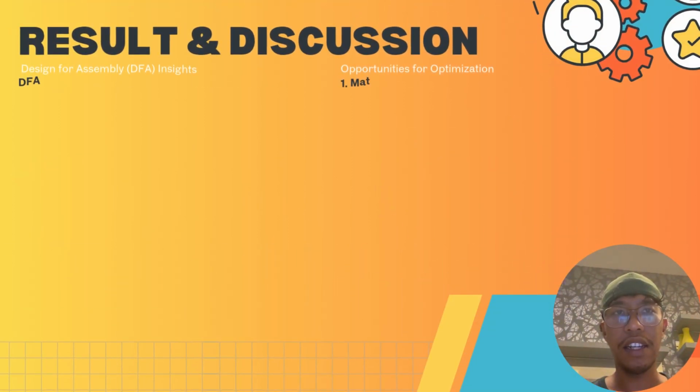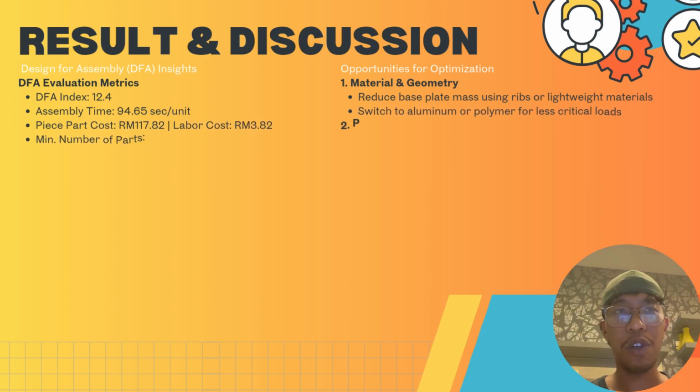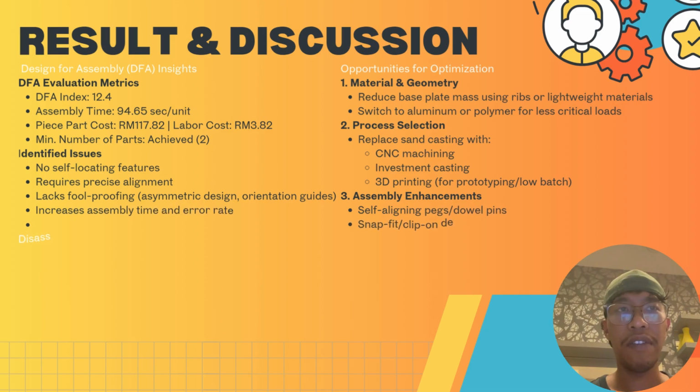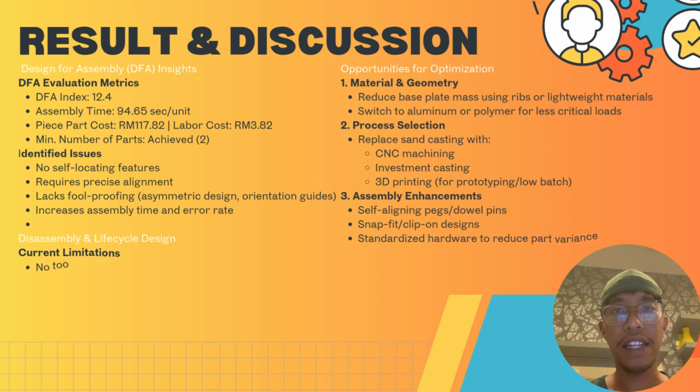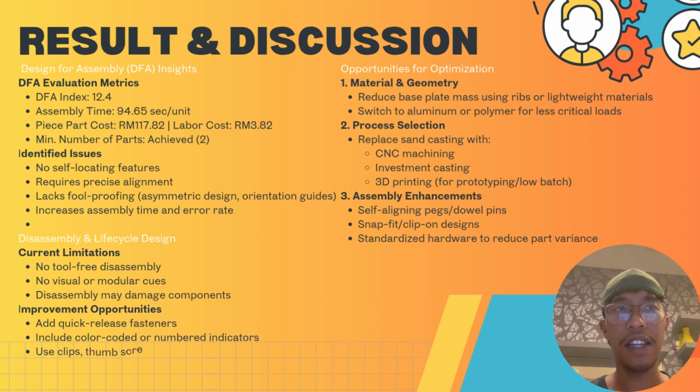Thank you so much. For the second part of result and discussion, I will talk about design for assembly, DFA. So the DFA evaluation metric for this project, the FA index is 12.4. The assembly time for every piece is 94.65 seconds per unit. So every piece cost, as I said, is 170 ringgit and 82 cents. The labor cost is 3 ringgit and 82 cents. The minimum number of parts achieved is 2.